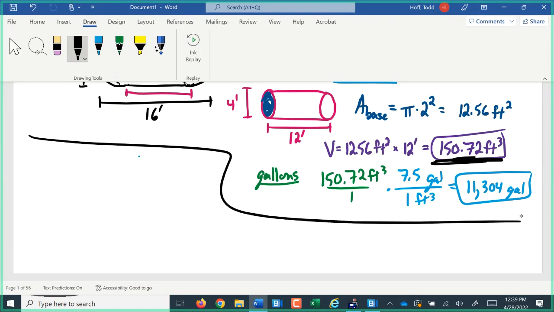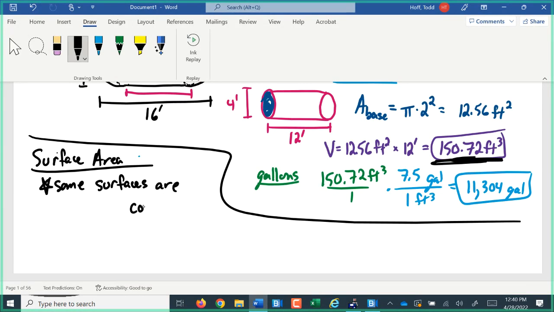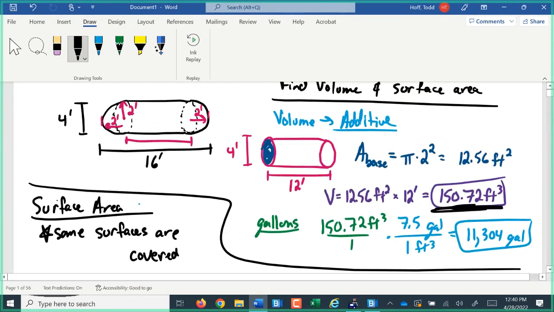Surface area. When we deal with surface area, we have to be careful to account for the fact that some surfaces are covered. If a surface is covered, it's no longer on the surface anymore, is it? Here, the biggest thing that's covered is going to be the ends or the bases of that cylinder. So I don't need the area of the bases for the cylinders because the sphere is over the top of them, right? By the way, what have I not done for volume yet?